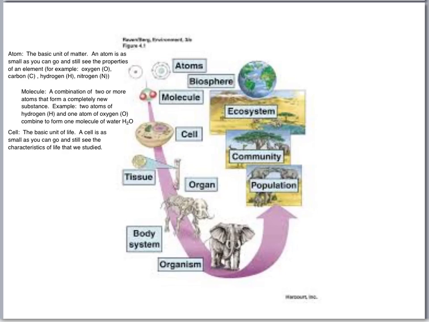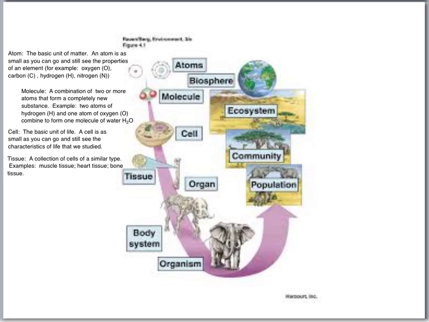Now, we've studied the characteristics of living things, so you know what I mean. A cell is as small as you can go and still see something that can grow, develop, reproduce, maintain a stable internal environment. Obviously, it's made of a cell. So it's as small as you can go. Cells are made up of smaller parts, what are called organelles. But once we get down to that level, we can't say, the nucleus of the cell is alive. Okay?